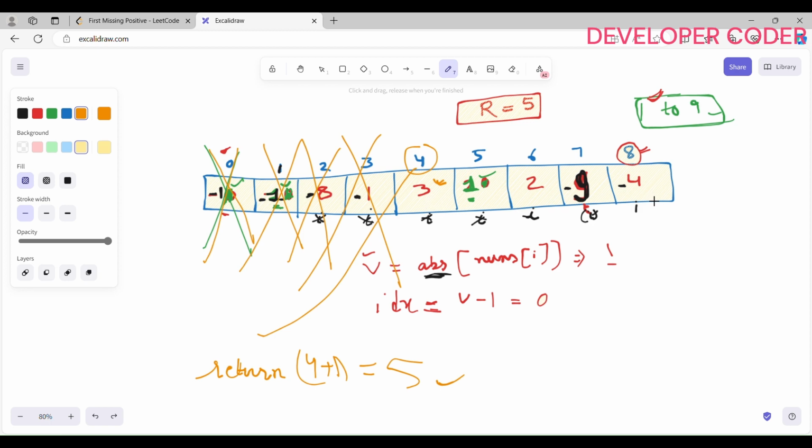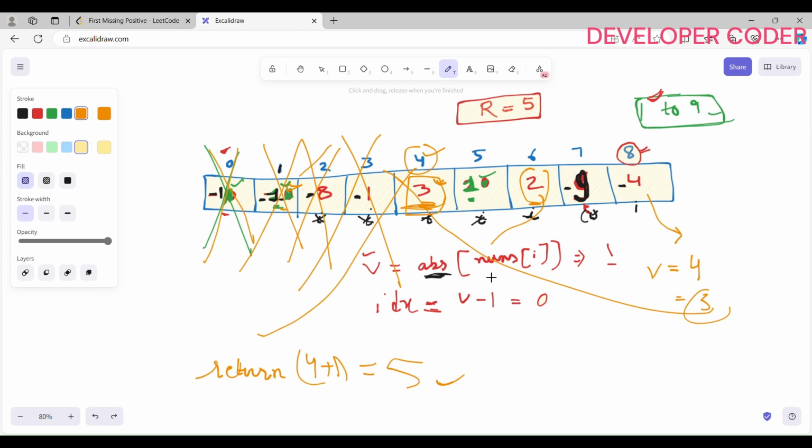See here, if 4 is there, then what am I doing? I'm taking v as 4, and after that I am making the index 3, and I am making index 3 negative. Same way, if 5 was there, then definitely I'm going to make that index value negative, but I am not able to make this index value negative. So that simply means that 5 is not there. See here, why is 2 there? Because v is 2, then I go to index 1, and I'm going to make this value negative. So that is why my 2 is there, but I'm not able to make this value negative. So I have to return 4 plus 1, 5, right?